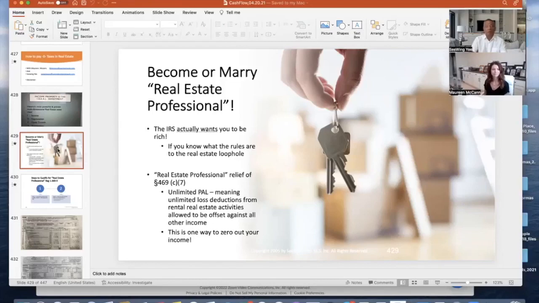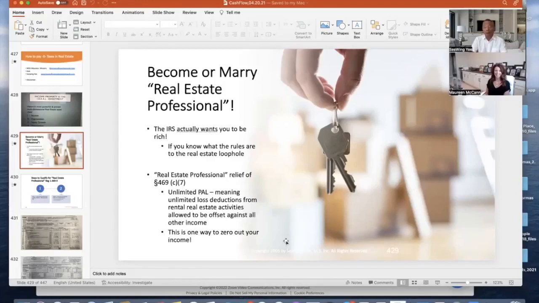All right, so if you want to reduce your taxes dramatically from your real estate portfolio, whether you own one property or 50 rental properties, one way to do this is to become or marry a real estate professional. You really want to get married here, Sue? No, I've been there, done that.